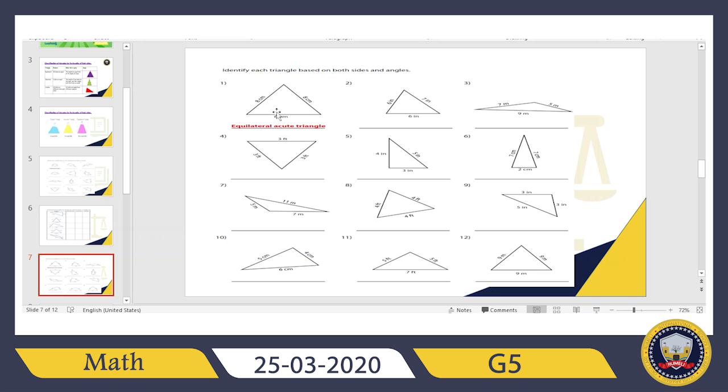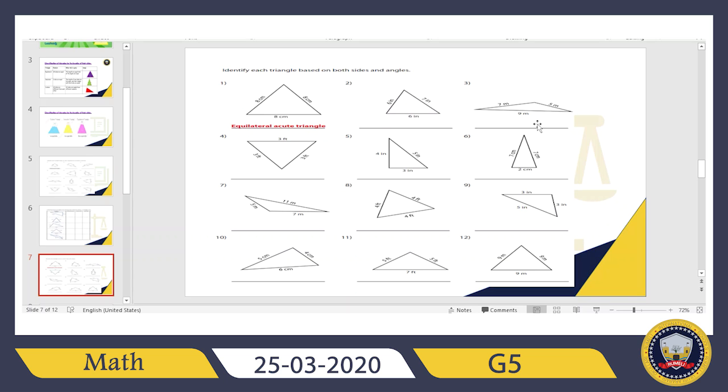All the sides of the first triangle are equal: 8 centimeters, 8 centimeters, and 8 centimeters. So this is an equilateral triangle, right? The second one: 7 inches, 6 inches, and 7 inches. I have two sides which are equal in their length. So I call this type of triangle an isosceles triangle, right?